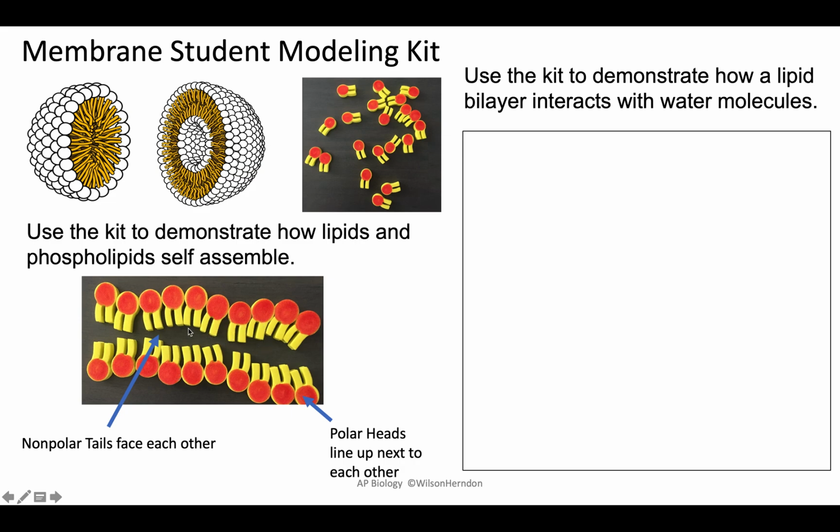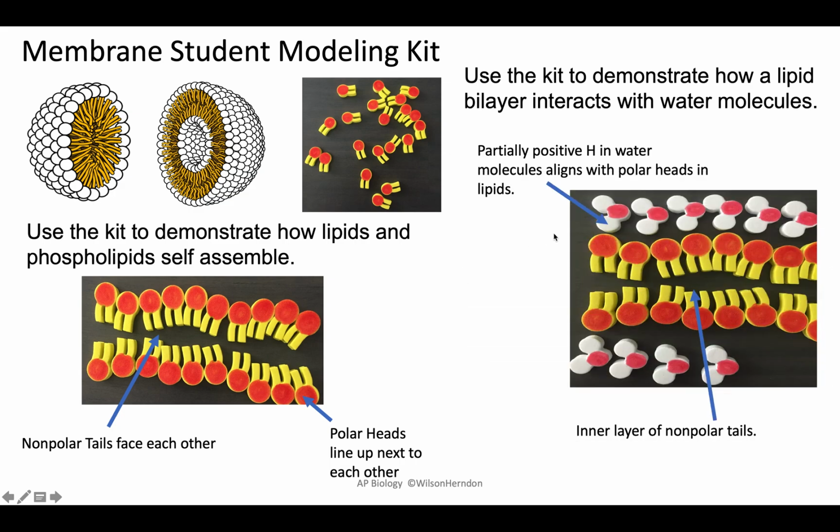Notice that this is fluid. These molecules are not bound to each other in a rigid covalent structure. Rather, they are bound together because of their hydrophilic and hydrophobic interactions. If you look at the partially positive hydrogens in water molecules, they will align themselves with this negative polar head that's found in lipids. The water molecules are not going to find their way in between these hydrophobic tails.